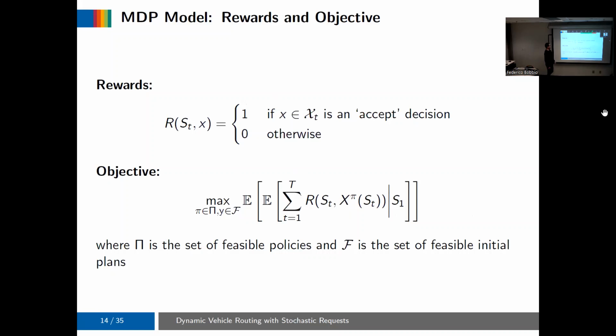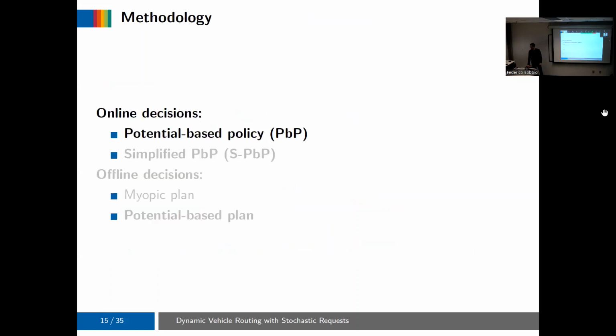Finally, we have rewards. If you accept the request, you have a reward of 1. If you reject the request, you don't get any reward. And the objective is to maximize the expected number of rewards. So you have to find one policy within the set of all possible policies that is going to maximize the expected number of rewards. You also see that the formulation takes into account the initial decision, but again, this part here we are not going to discuss in this talk. Okay, so this is the MDP formulation.